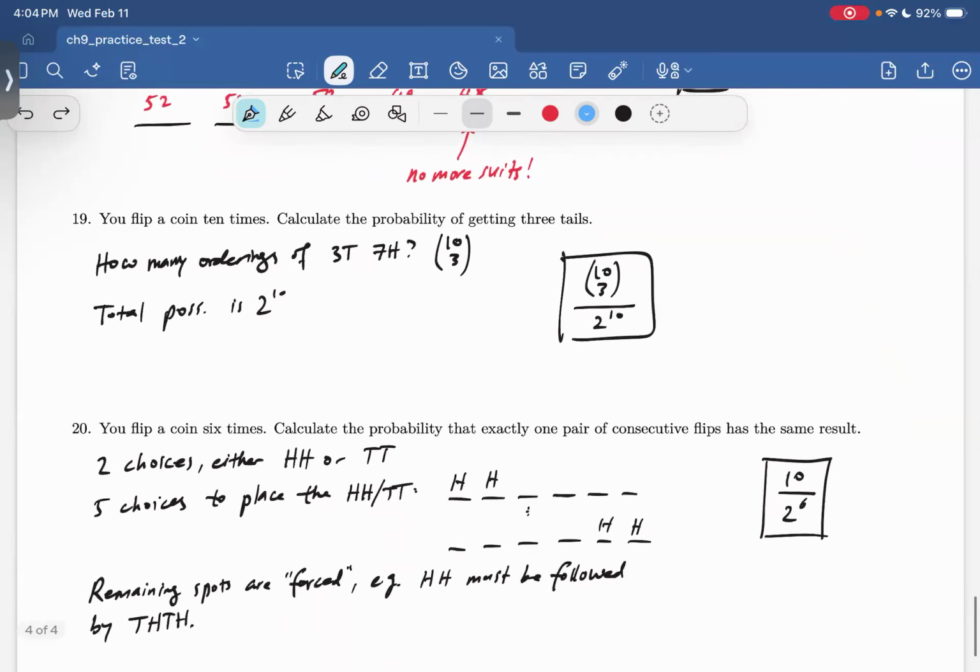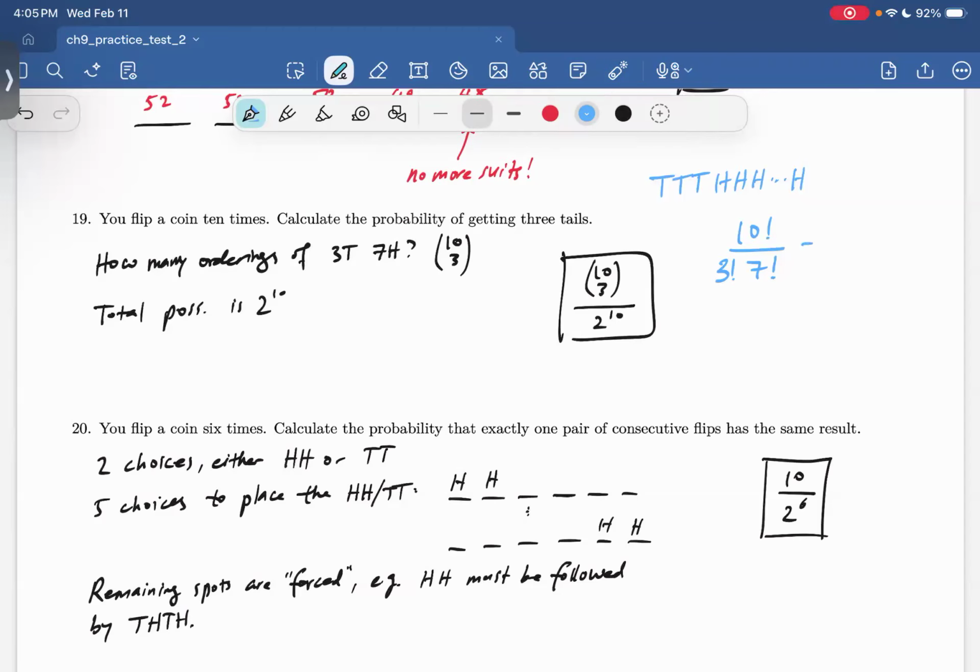Question 19, flipping a coin 10 times, what's the probability of getting 3 tails? I can talk about this a little bit. So in order to get 3 tails, we're looking for some arrangement of TTT, HHH, dot dot dot, H, right? And so how many ways are there to order this word? There are going to be 10 factorial divided by 3 factorial times 7 factorial. 10 factorial because there are 10 flips, 3 factorial because we're going to overcount the T's, and 7 factorial because we overcount the H's.